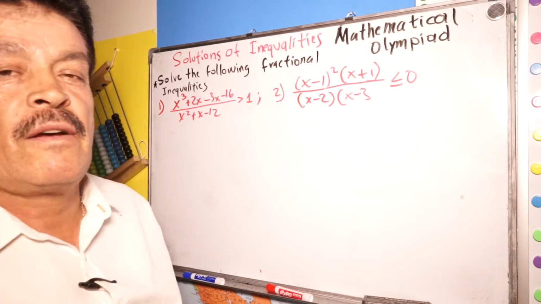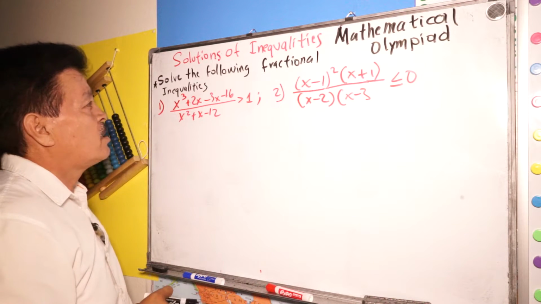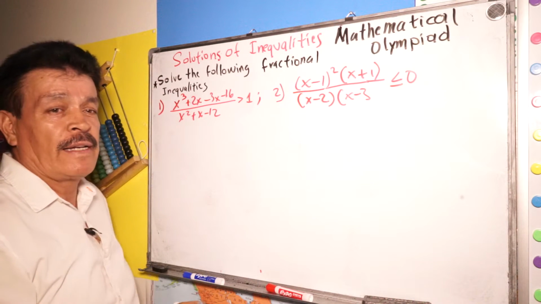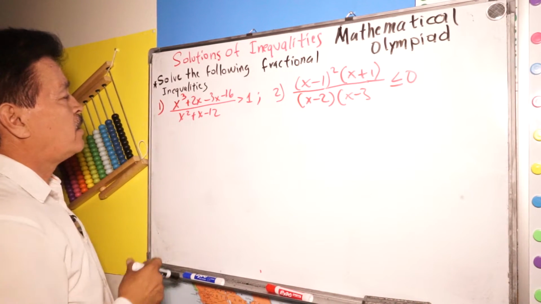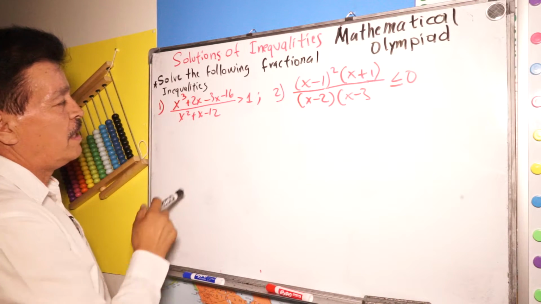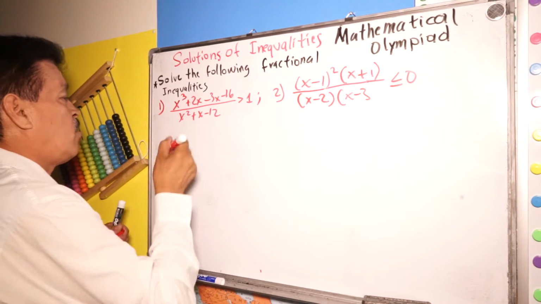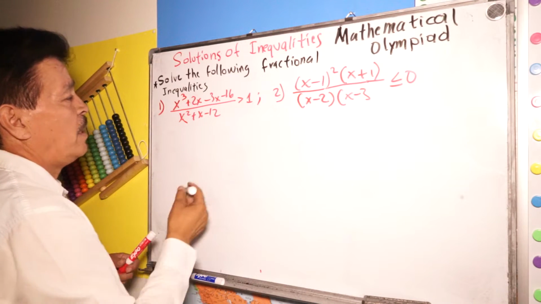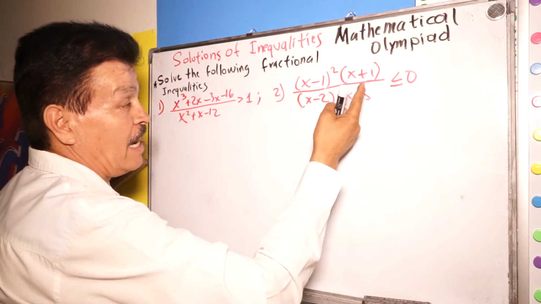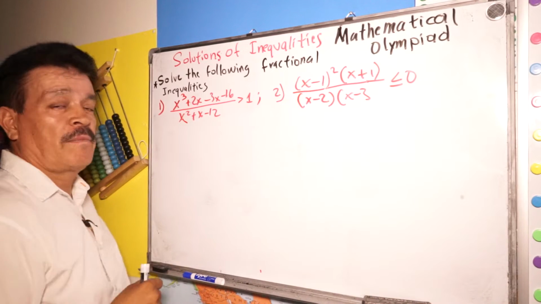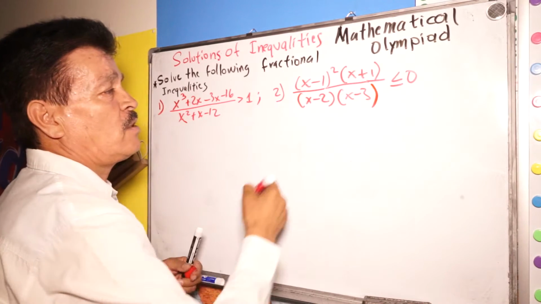Welcome to Mathematics Olympiad. We have a couple of problems today. Solve the following fractional inequalities. The first one is (x³ + 2x² − 3x − 16)/(x² + x − 12) > 1. In the second one we have ((x − 1)²(x + 1))/((x − 2)(x − 3)) ≤ 0.